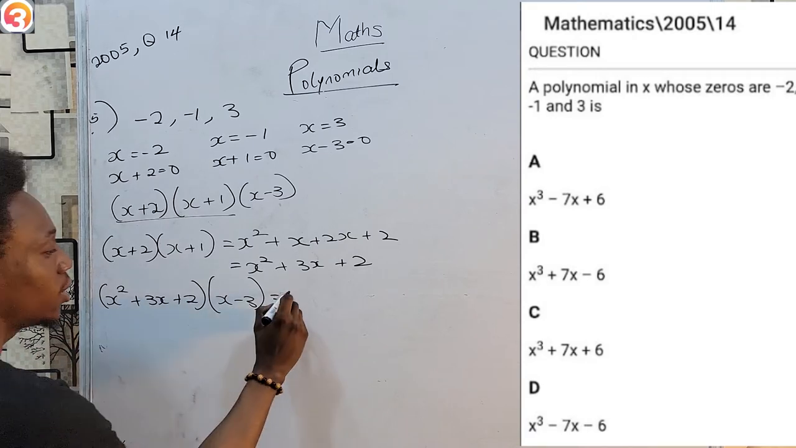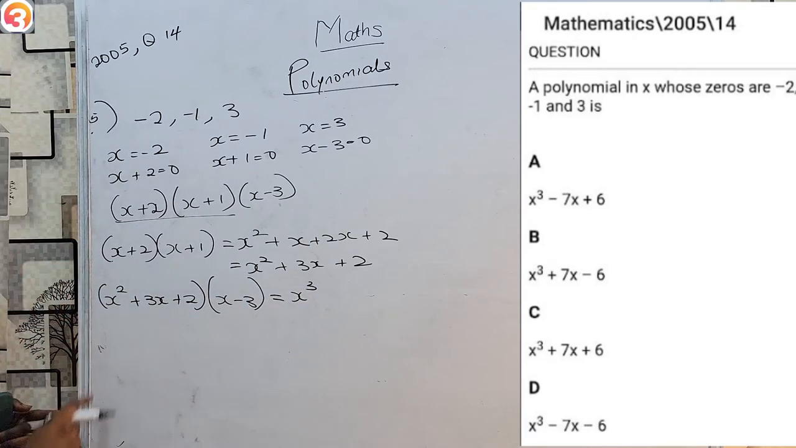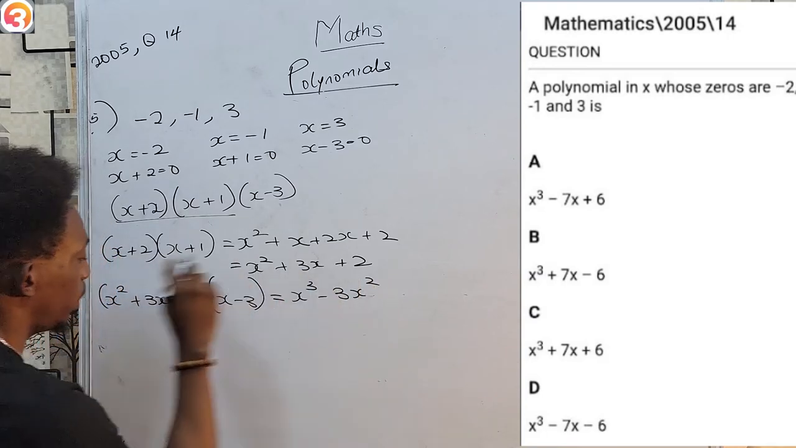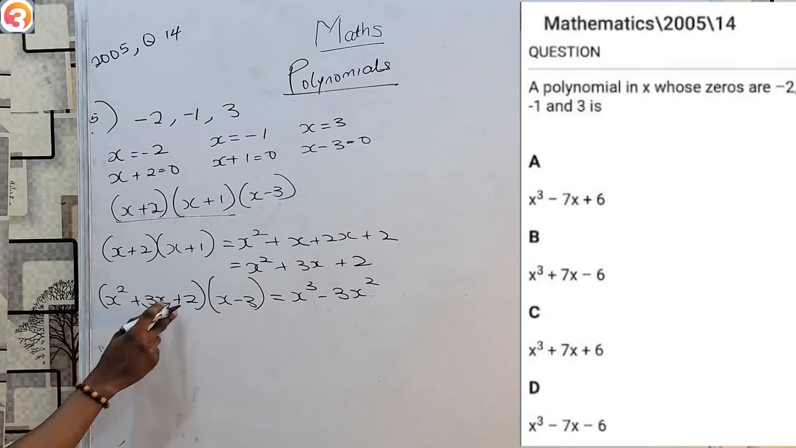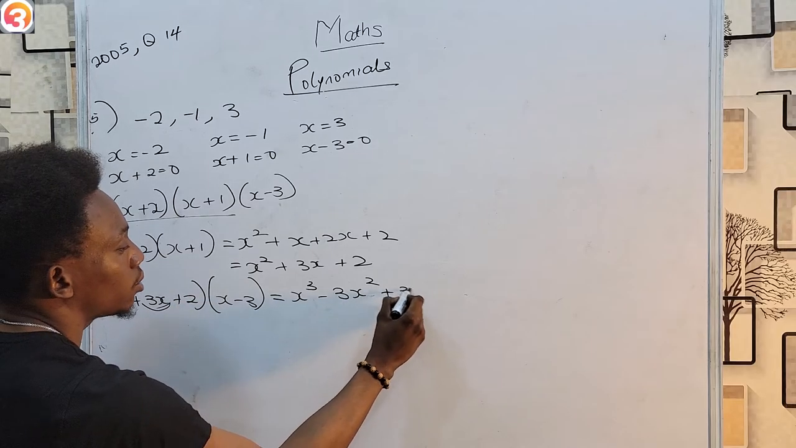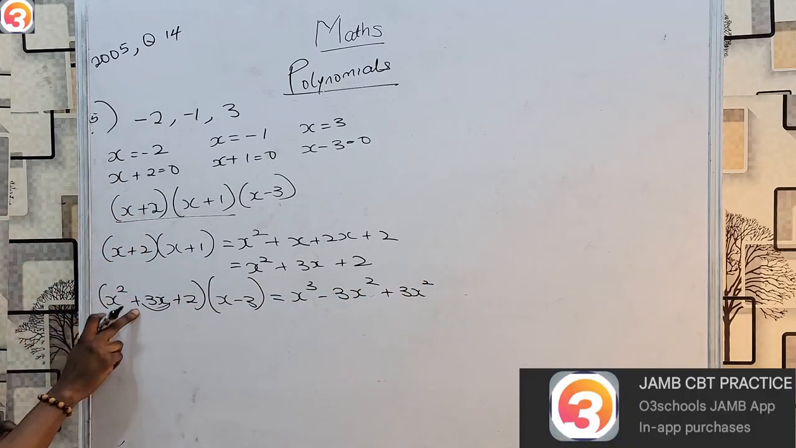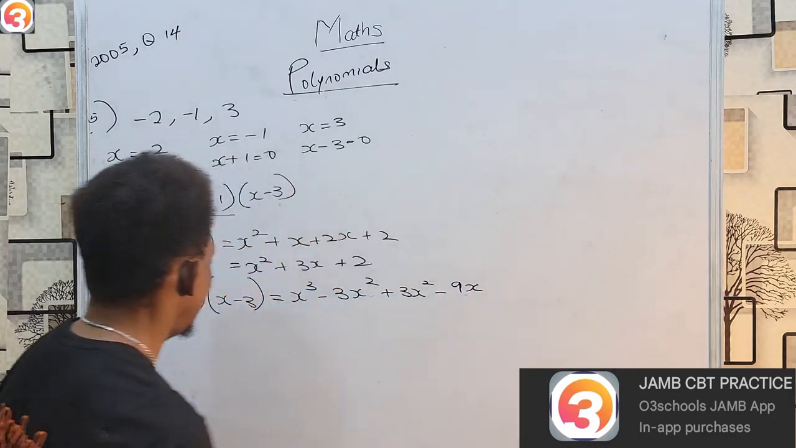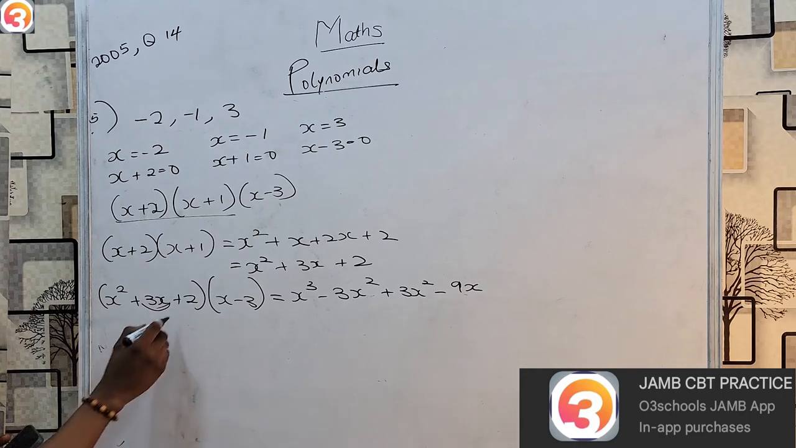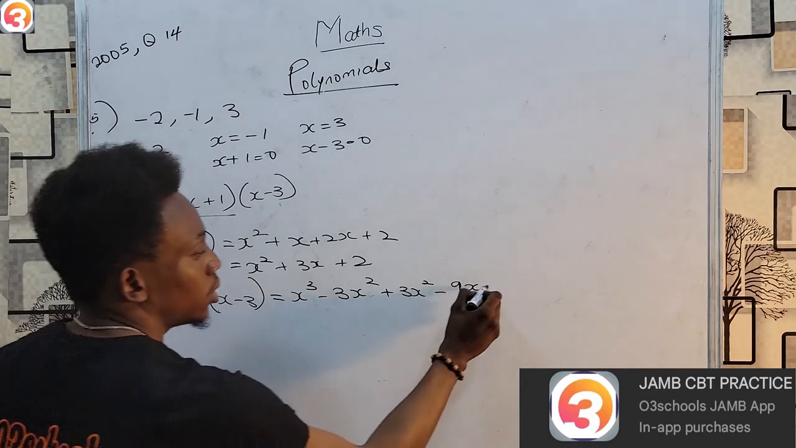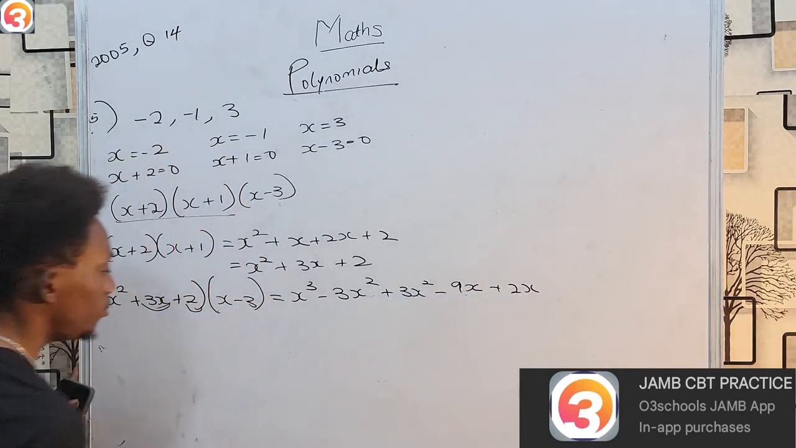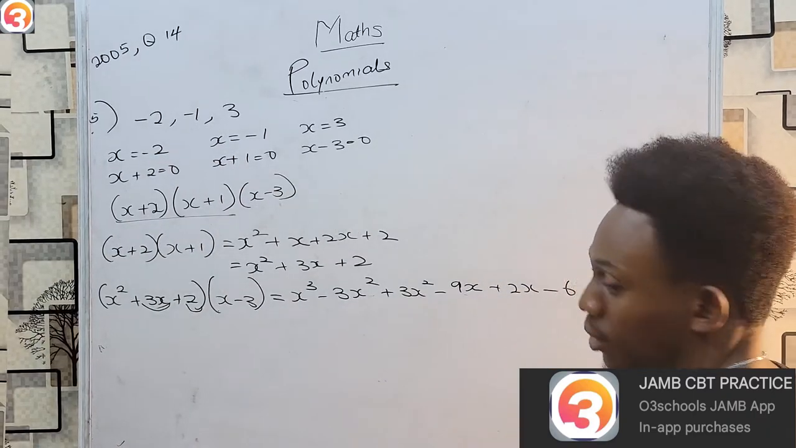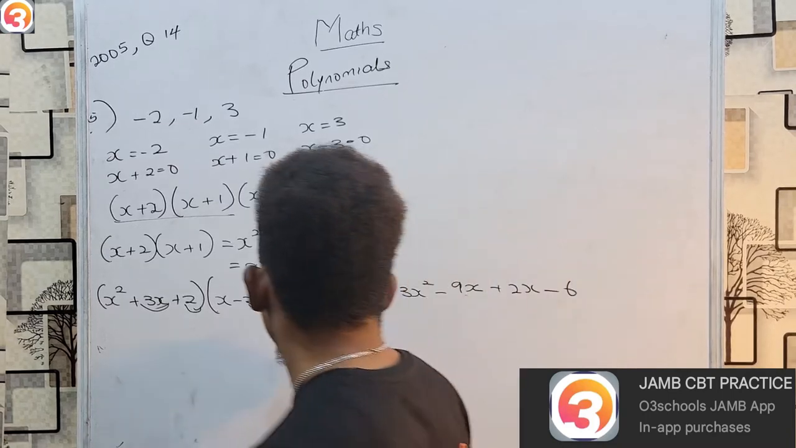x squared times x is x cubed. x squared times minus 3 is minus 3x squared. Next, 3x times x is 3x squared. 3x times minus 3 is minus 9x. Then last but not least, 2 times x is 2x, and 2 times minus 3 is minus 6. So we are pretty much done here.